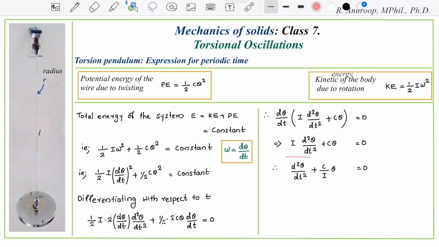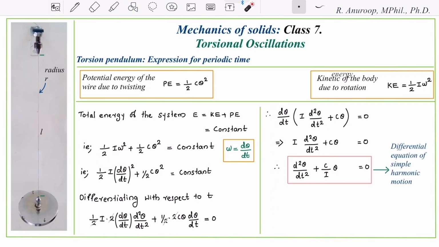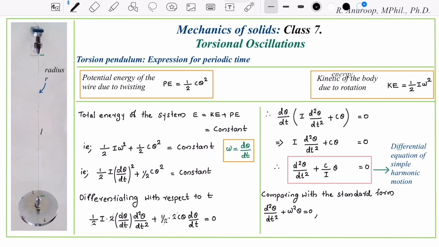This is the differential equation of a simple harmonic motion. Let us compare the above equation with the standard form of simple harmonic motion, d square theta by dt square plus omega square theta is equal to 0. This is the standard form of simple harmonic motion.